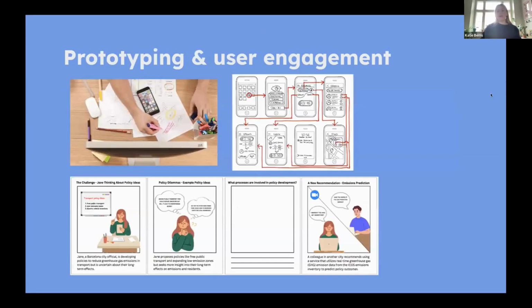And the last thing I want to talk about is prototyping and user engagement. So of course, once we have the understanding of what people want, what people need, we understand what their design requirements are, we're going to try to actually build it, okay? How can we actually create a system or a service based on bringing together these different requirements?